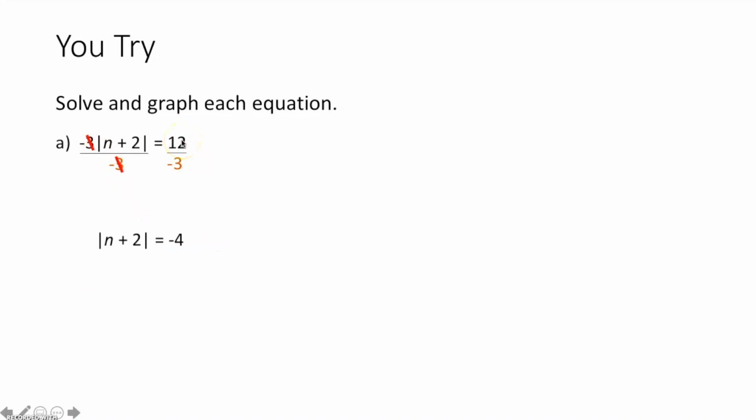What's 12 divided by -3? That's -4. Now again, you should right here see, oh, we have absolute value by itself equal to a negative number. That can't work, so you write no solution. But if you didn't see that, you can still move on.